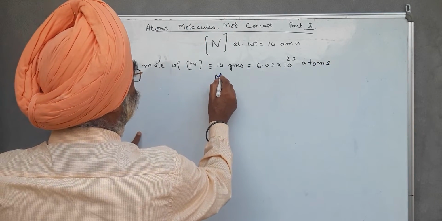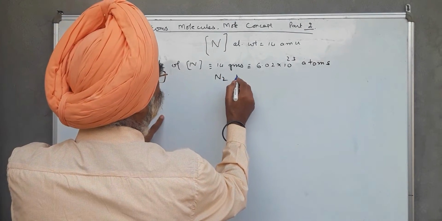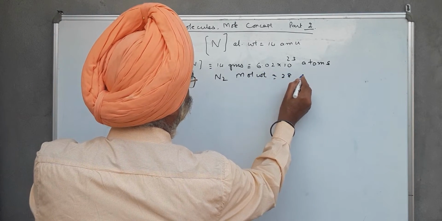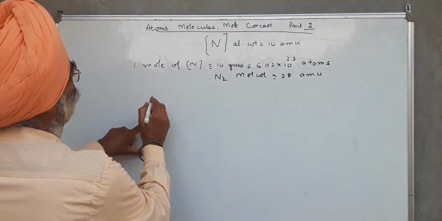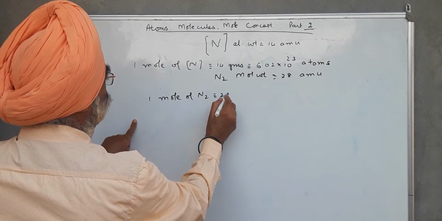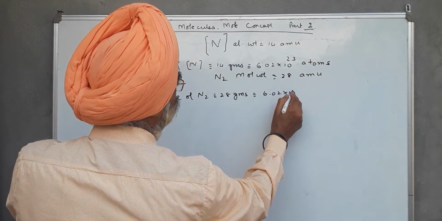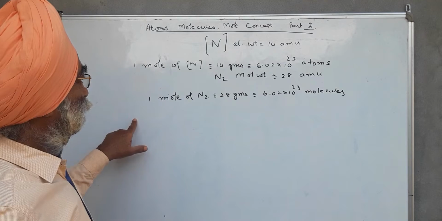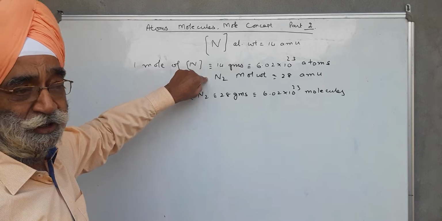If we had N2, it is a molecule. We shall write its molecular weight 14 into 2, 28 AMU. What's the relation? 1 mole of N2, 28 grams, 6.02 10 raised to the power 23 molecules. So this is the difference when it is in atomic state, when it is in molecular state.